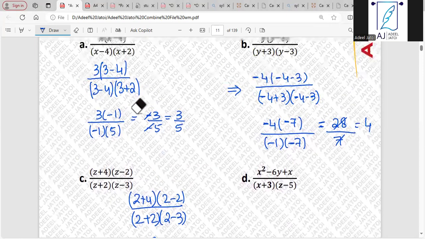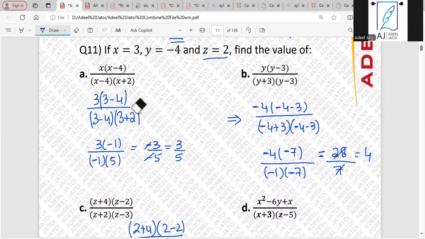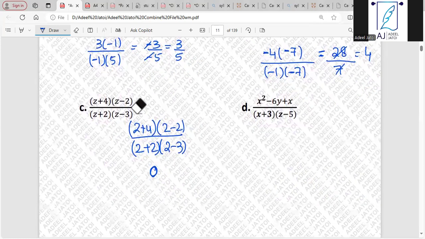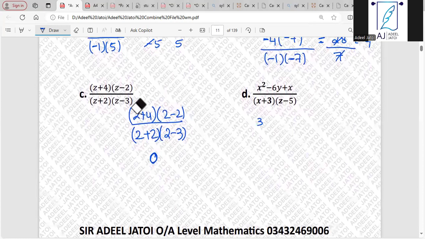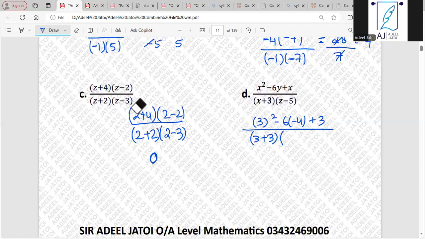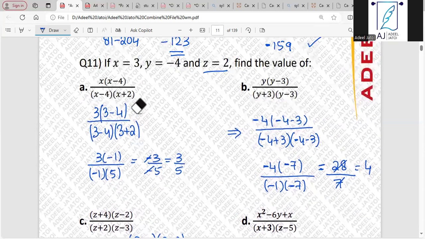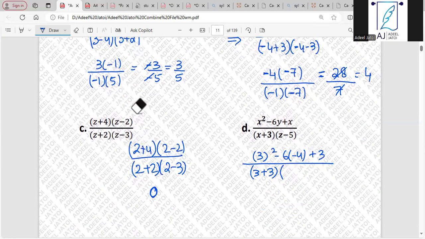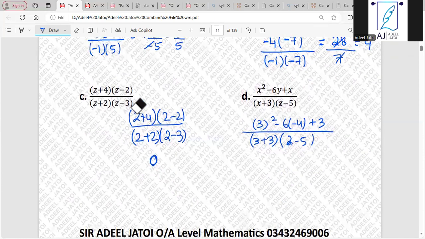Part D. Now we have x, y, and z all. So 3 minus 4 and 2. So can we say 3 square 6 minus 4 plus 3 upon 3 plus 3 and 3 z is equal to what? We can directly write down as 2 minus 5. So directly the answer for this will become what? 9. Minus minus will be plus.